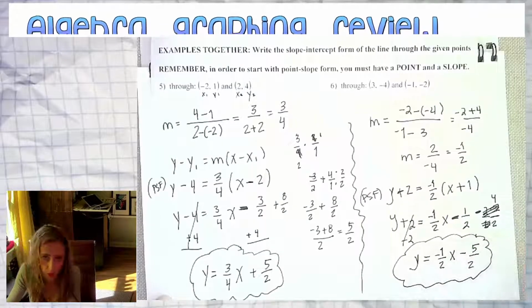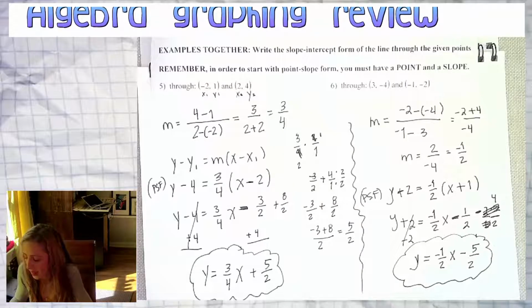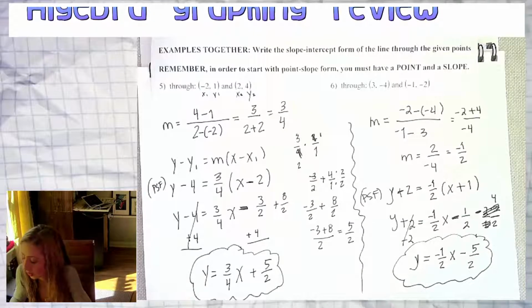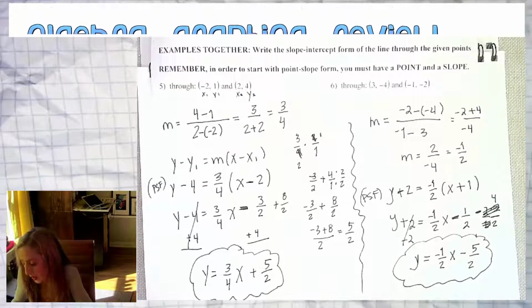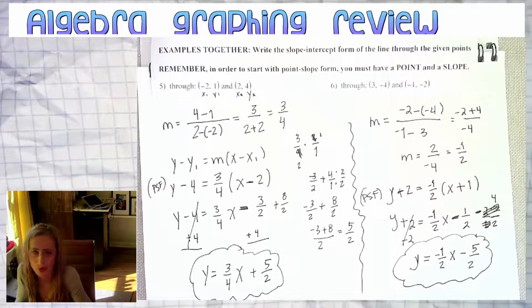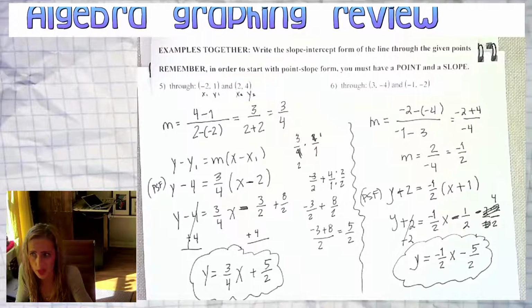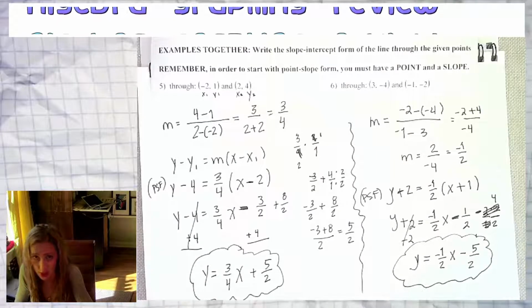Please press pause anywhere you need to. Please rewind and rewatch anything you need to rewatch. And then you're just going to try some examples on your own and look back at your work. Hopefully you copied everything down. Look back at your work and make sure you are modeling it the same way. Don't take shortcuts. Don't try to skip steps. I know how to do this and I'm not taking shortcuts, so you can't either.